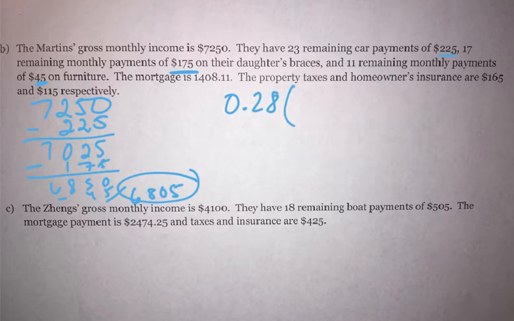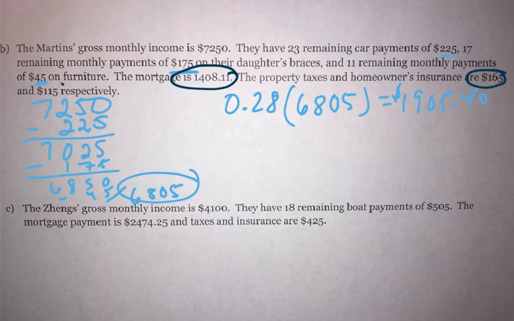We can write it as a decimal to do that multiplication. And we're going to find out what 28% of their adjusted monthly income is. We end up getting that 28% of their adjusted monthly income is $1,905.40. So as long as the mortgage plus the property taxes and homeowner's insurance are less than $1,905.40, then they would be approved.